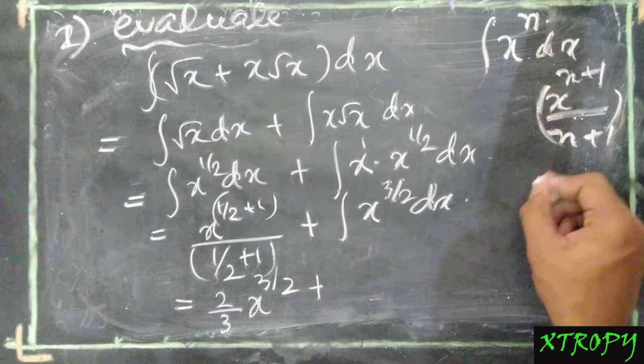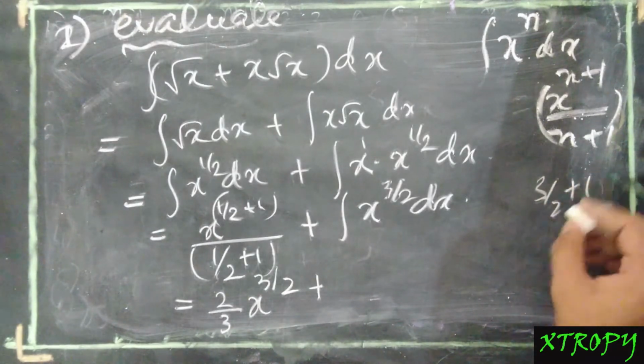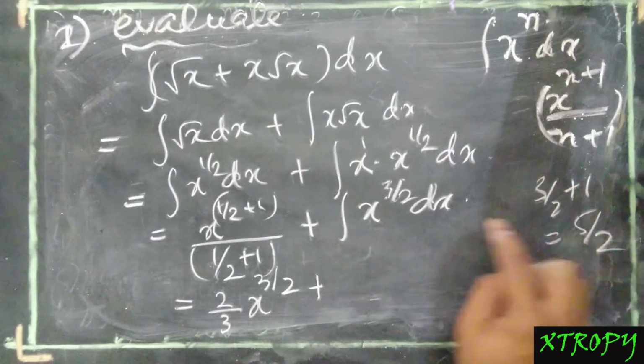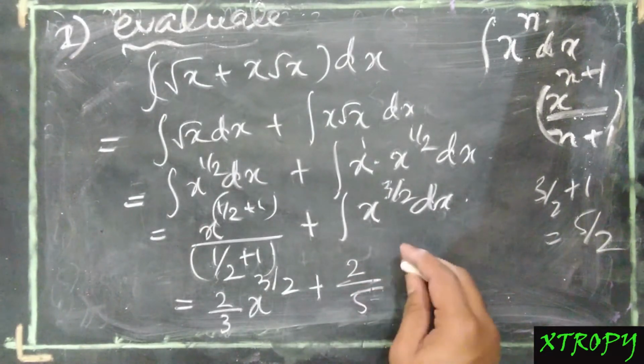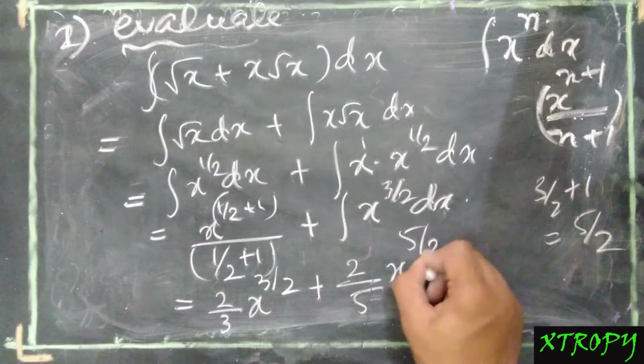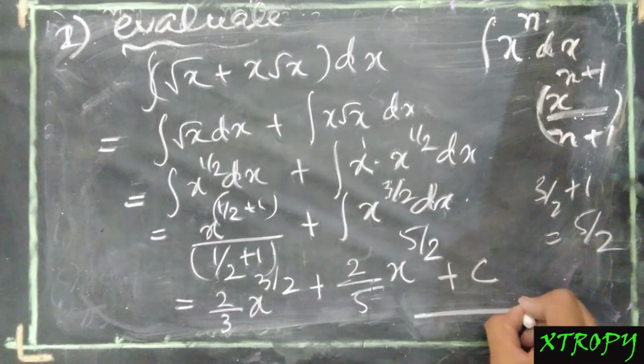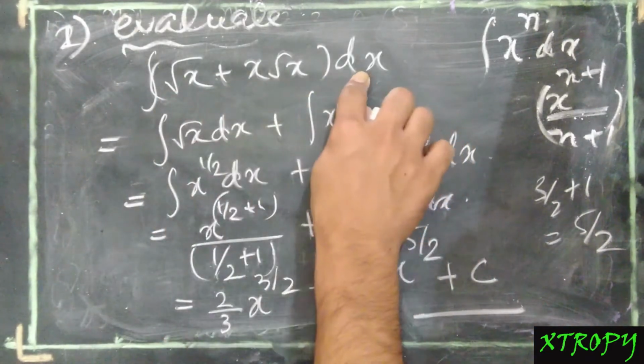So 3 by 2 plus 1, how much is this? This is 5 by 2, and the denominator is also 5 by 2, therefore this becomes 2 by 5 x to the power 5 by 2 plus the arbitrary constant c. So this is how you integrate this type of function.